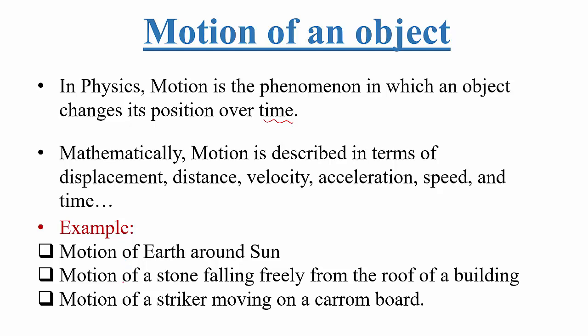Similarly, motion of a stone falling freely from the roof of a building. At the top of the building, when we are throwing a stone, it is falling freely towards the center of the earth. It is only because of gravitational force. Third example, motion of a striker moving on a carom board. While we are playing carom, we are moving that striker on the carom board. That time, this striker is changing its position with time. These are some examples for motion of an object.